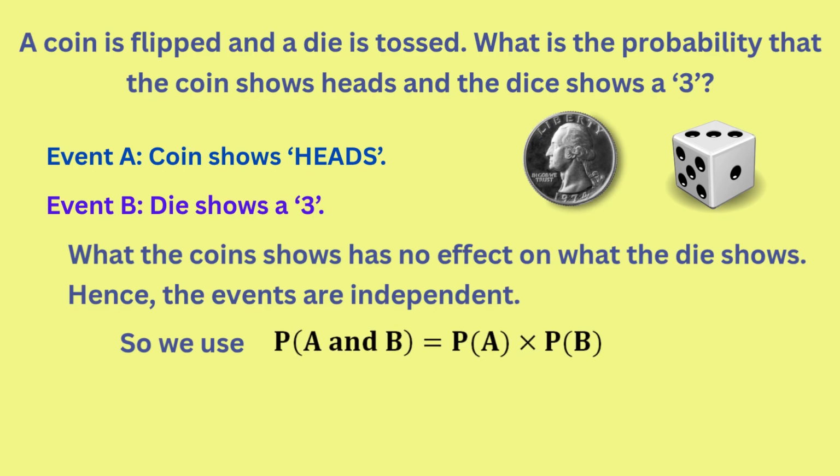So we use the multiplication law, which states that if events A and B are independent, then the probability of A and B is equal to the probability of A times the probability of B. The probability of A, which is the same as the probability of the coin showing heads, is a half, while the probability of B, which is the same as the die showing a 3, is 1/6. So the probability of the intersection, or the probability of getting both events together, is 1/2 times 1/6, which is 1/12.